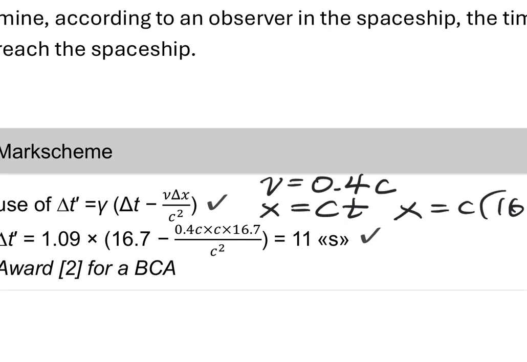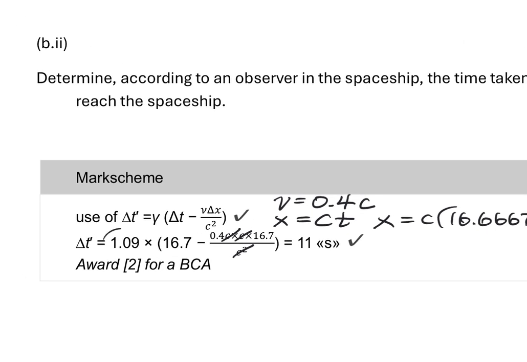So that's where they're getting the 0.4 c is the velocity, 16.7 c is how far, and then over c squared, so then the c's all cancel, ding, ding, ding. And so we have 1.09, which is gamma. We figured that out before. That's gamma, times the dilated time of 16.7 minus 0.4 times 16.7, and that gets us 11 seconds. And speaking of 11, that's the end of number 11.